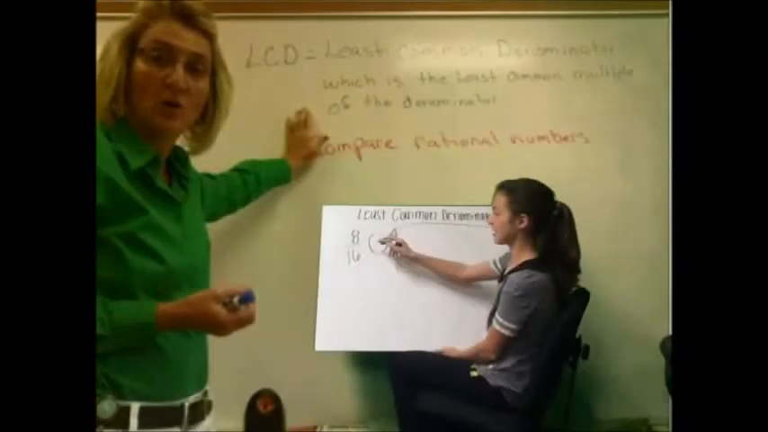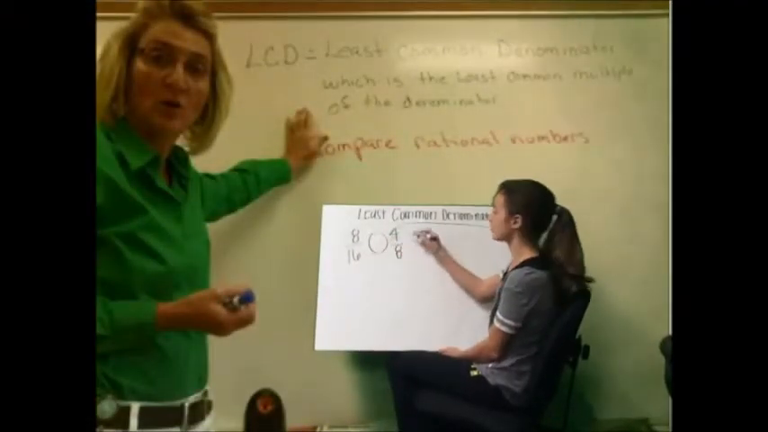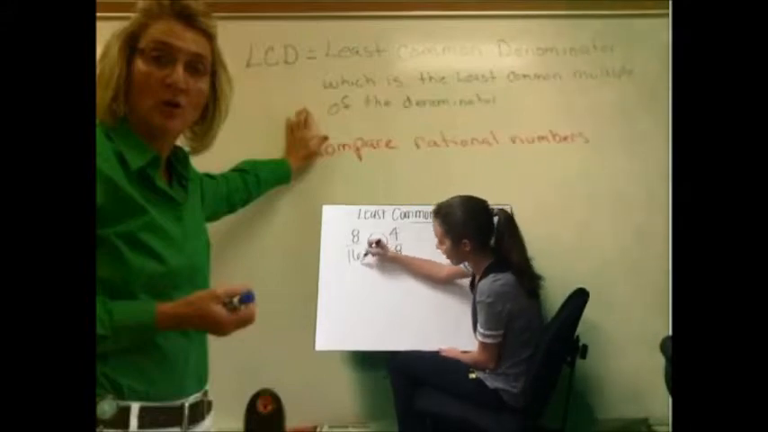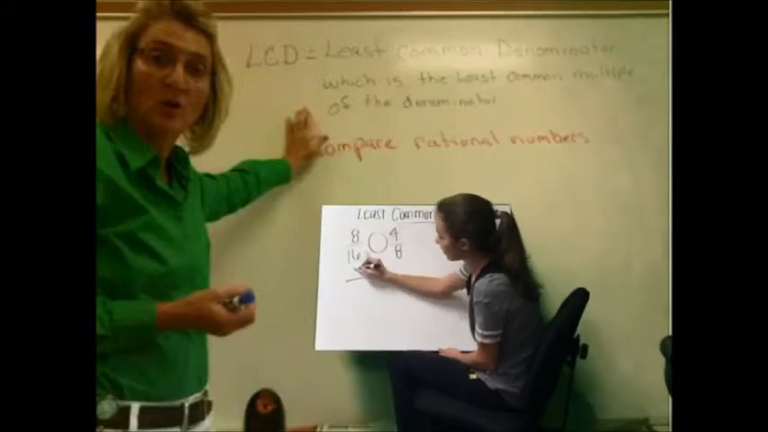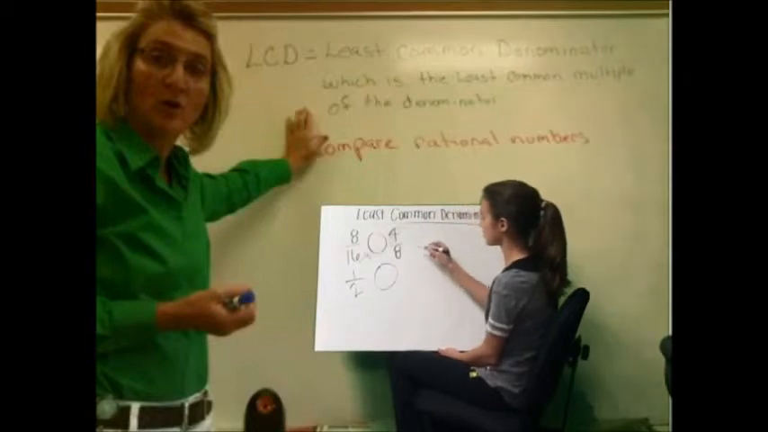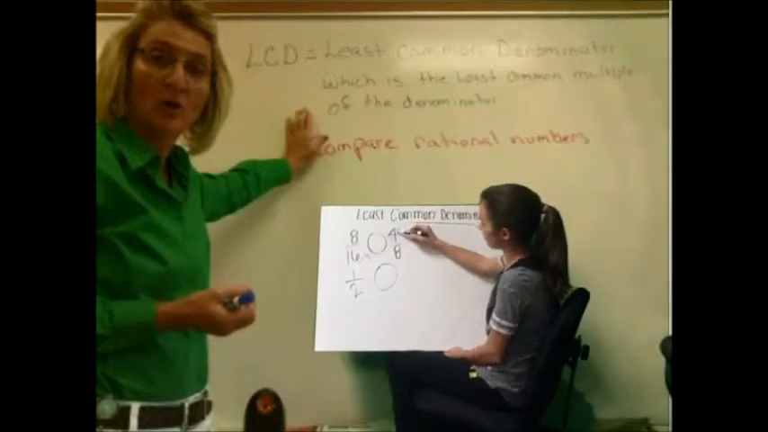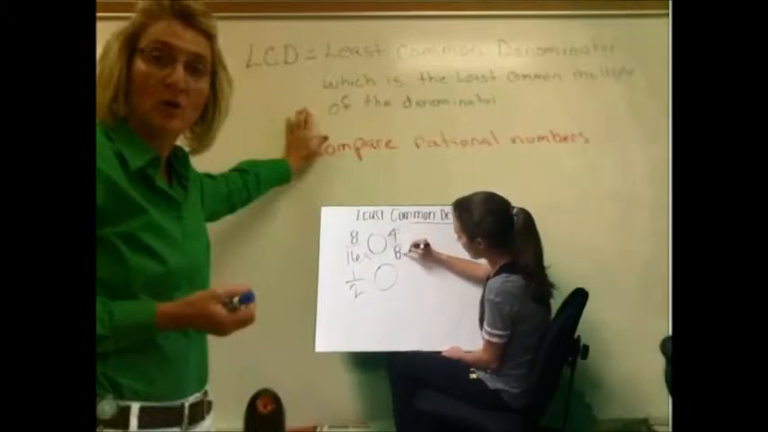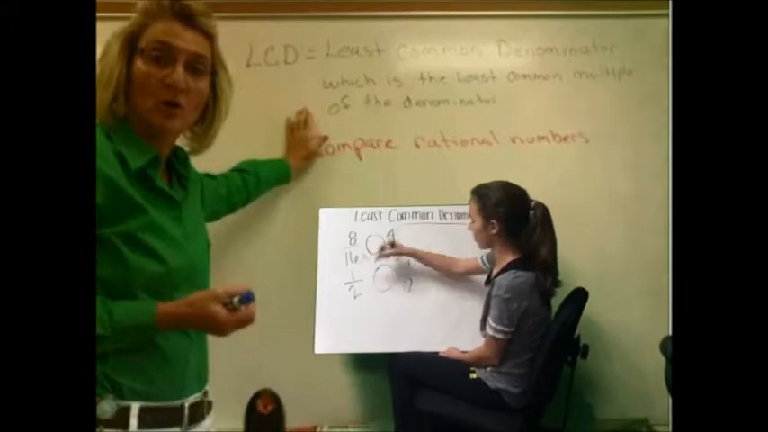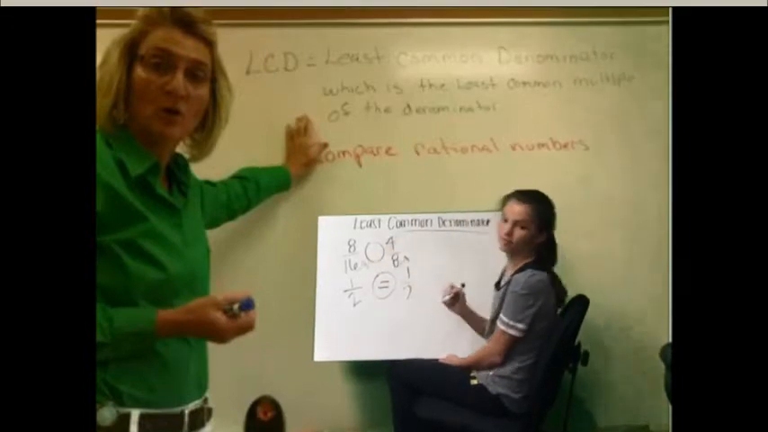For example, to find if 8/16 is greater than, less than, or equal to 4/8, you have to divide 8/16 by 8, and you get 1/2. Then you have to divide 4/8 by 4. 4 divided by 4 is 1, and 8 divided by 4 is 2, and 1/2 is equal to 1/2.